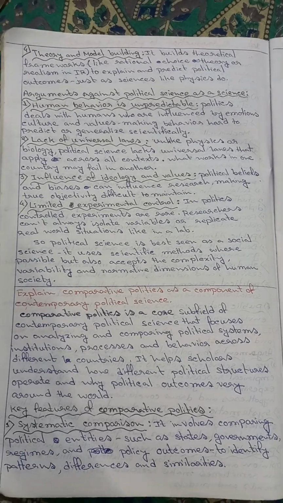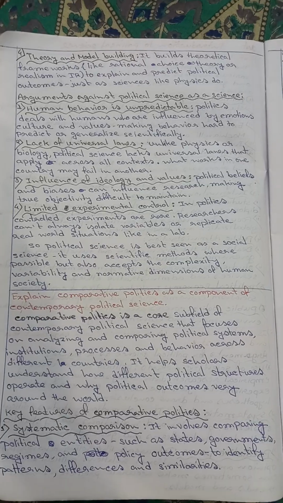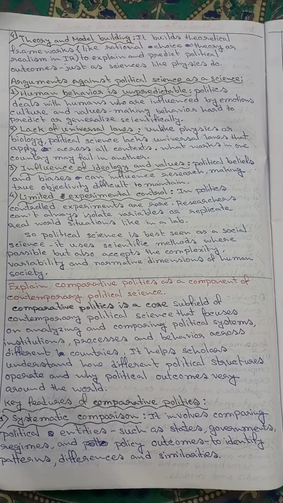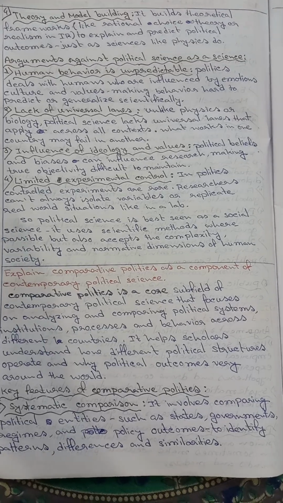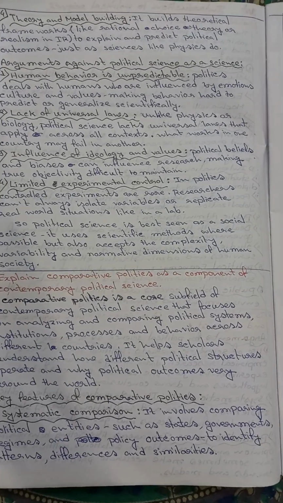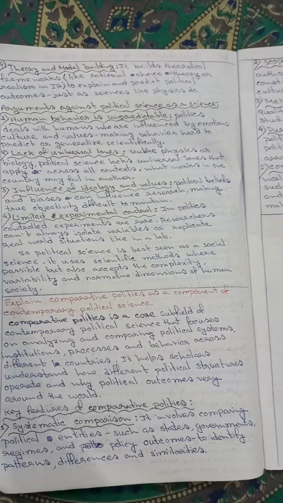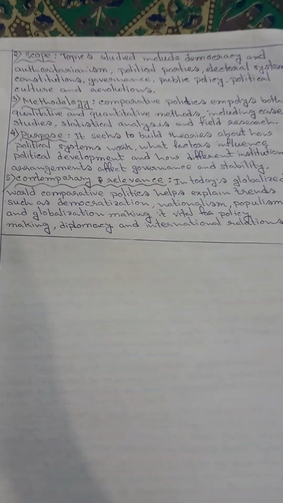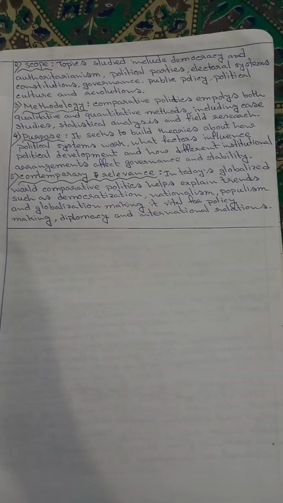Key features of comparative politics. Systematic comparison. It involves comparing political entities such as states, governments, regimes, and policy outcomes to identify patterns, differences, and similarities. Second, scope. Topics studied include democracy and authoritarianism, political parties, electoral systems, constitutions, governance, public policy, political culture, and revolutions.